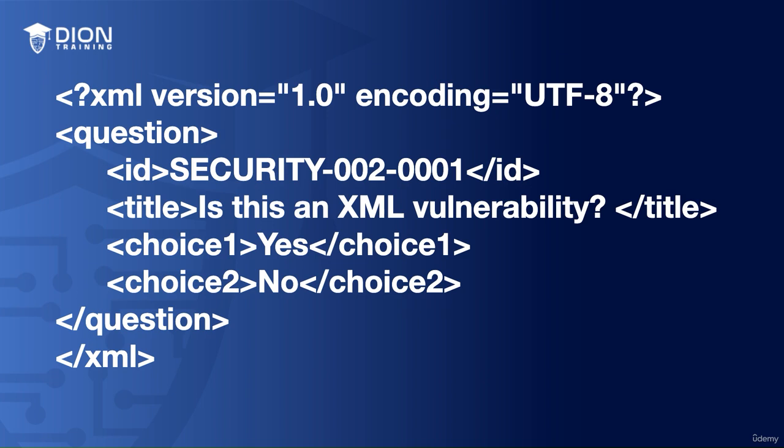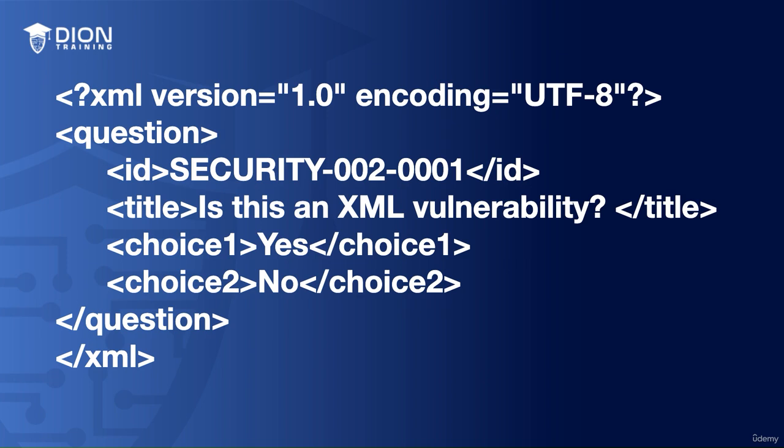Next, you're going to see there are 4 more fields inside this question type. The first field is the ID field, and you'll see here it contains a unique identifier for this sample question with a label of Security SY0-701. Next, I have a title field, and I titled this question as, "Is this an XML vulnerability?" Next, I have choice 1 and choice 2 as fields.